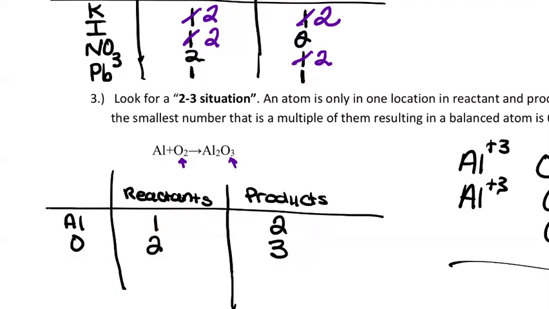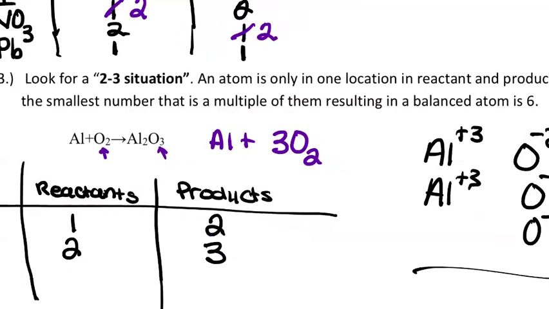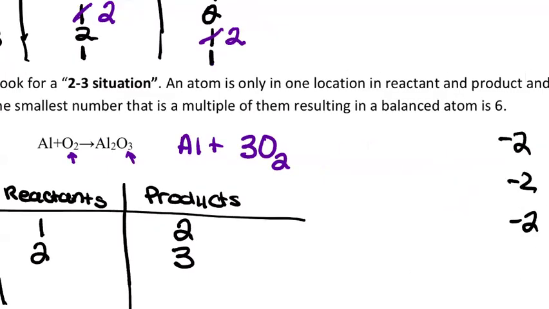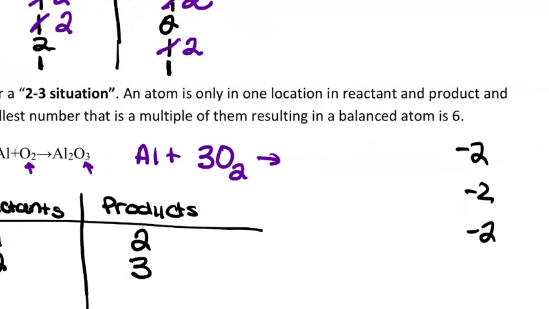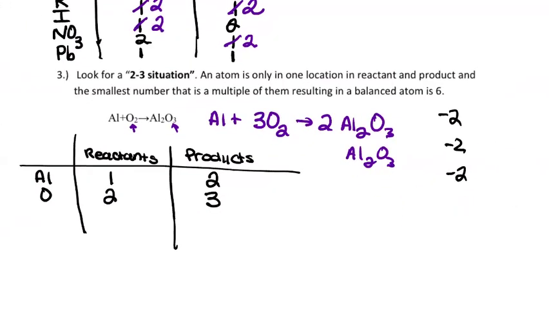So I'll put a little 3 in front. I wish I had left a little more space on that. I'm going to put a 3 in front of the O2, and a 2 in front of the Al2O3. So that looks like this, right? You can see that that's going to give you 6 oxygens on the left and 6 oxygens on the right.